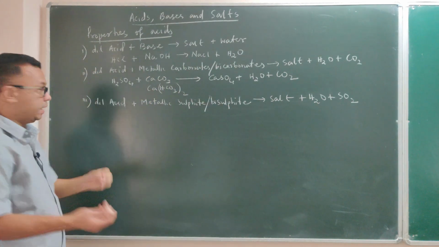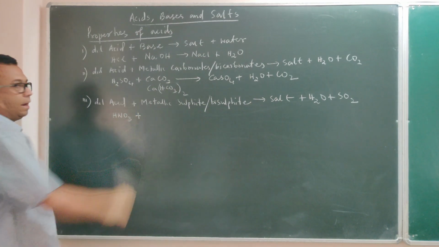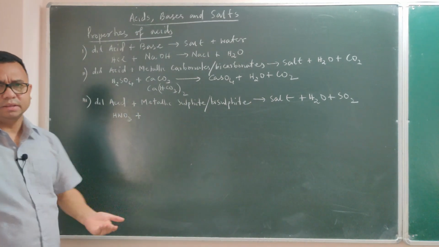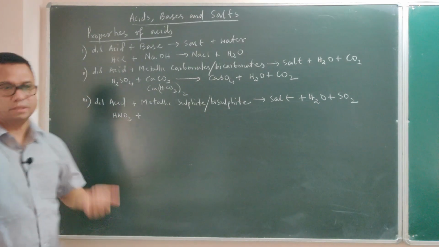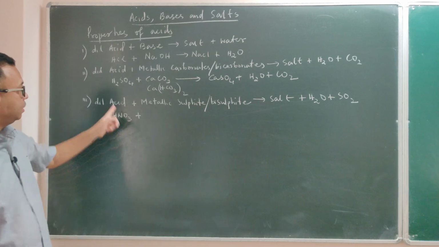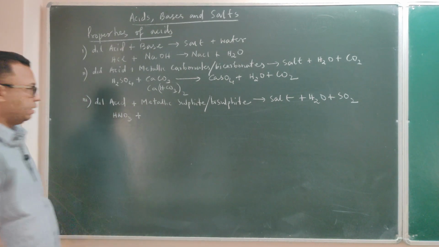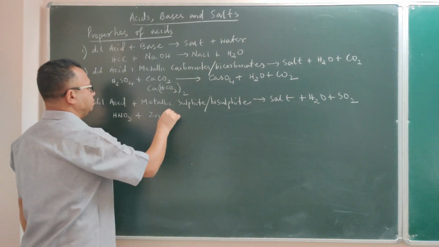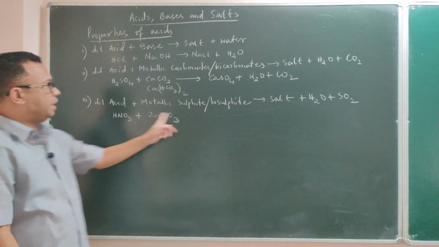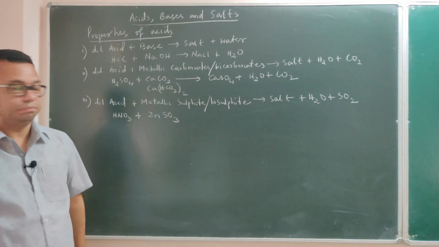Alright, now let me write one reaction then. Okay, let me take a nitric acid here. Take any acid, any dilute acid, and usually when you talk about dilute mineral acid, we either take a hydrochloric acid or a sulfuric acid or a nitric acid. So let me take as an example, if you like, you can write here sulfuric acid, hydrochloric acid, whatever you like, you can write. Now let me take one metallic sulfide. Let me take zinc sulfide or zinc bisulfide. Like how bicarbonate, here I can write zinc bisulfide also.